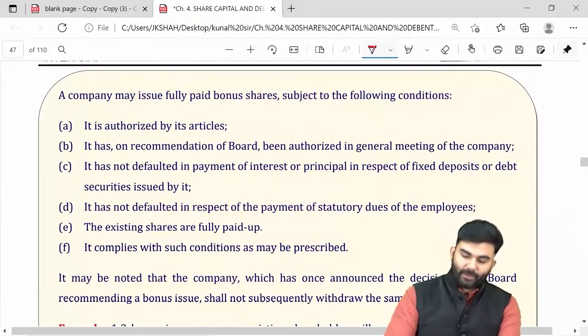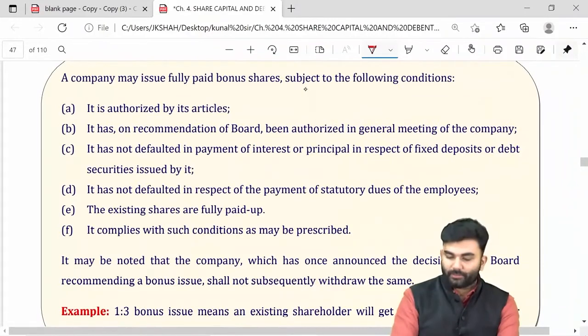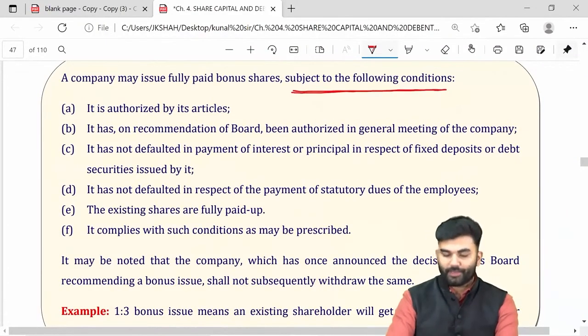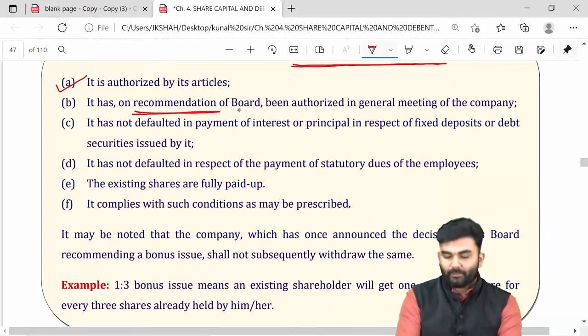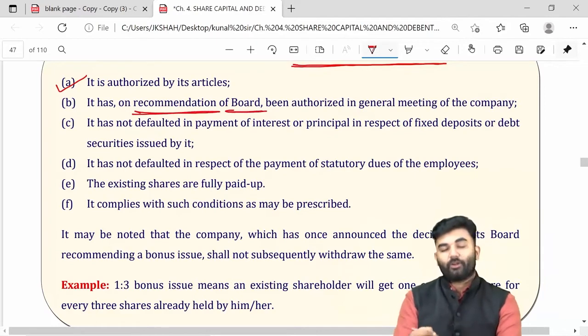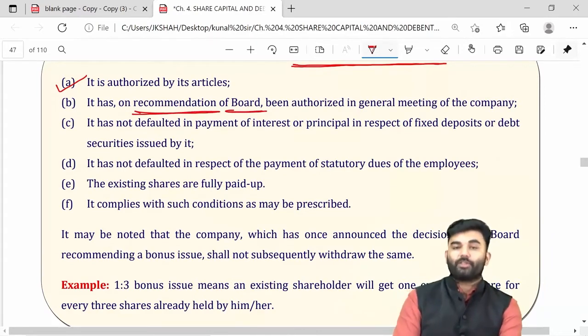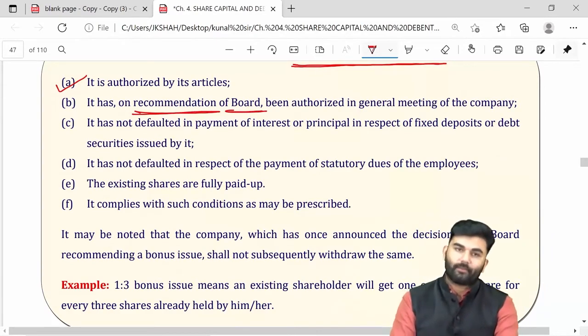Bonus shares can be issued by the company only subject to fulfillment of the following conditions. Number one, it should be authorized by the articles of the company. The bonus issue will be recommended by the board of directors. What will be the rate of bonus? Will it be 1:3, 1:10, 1:20, etc.?